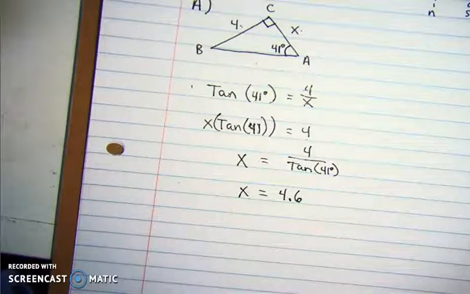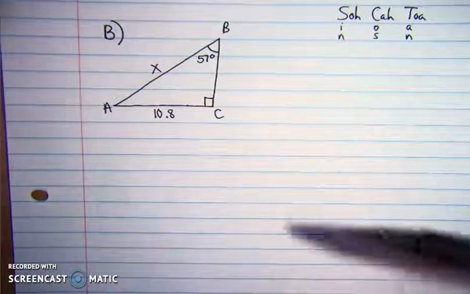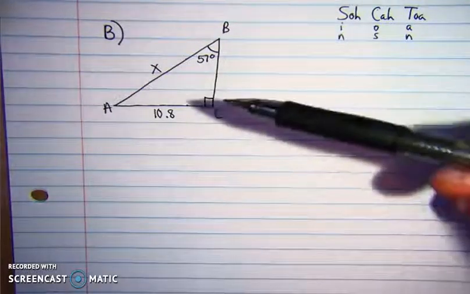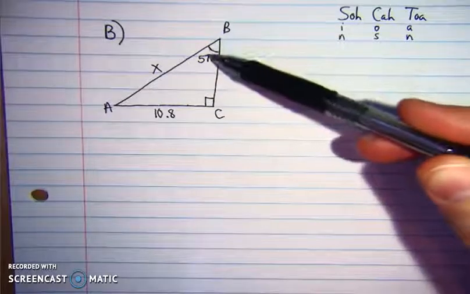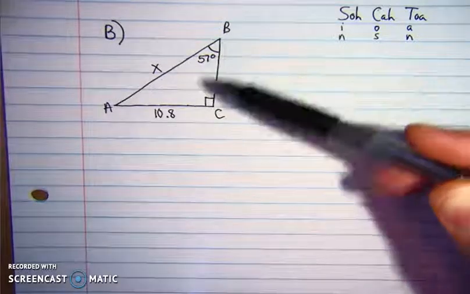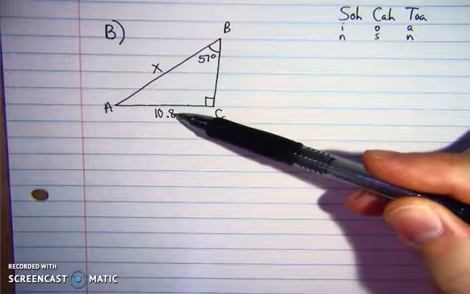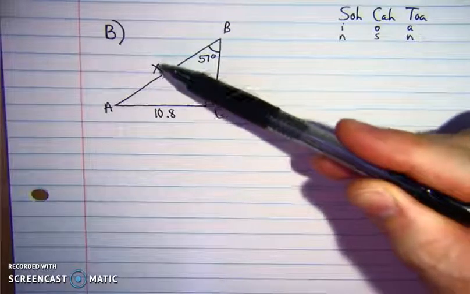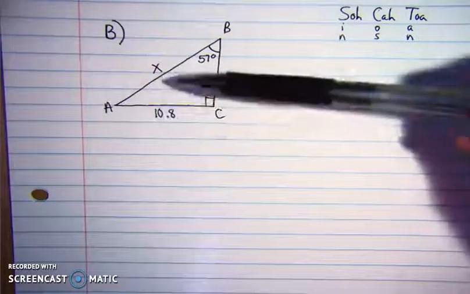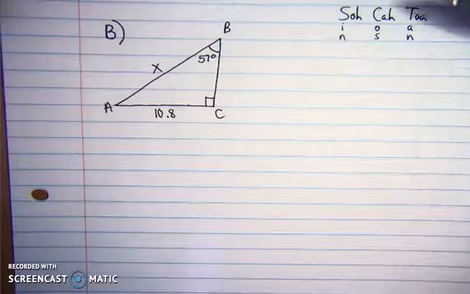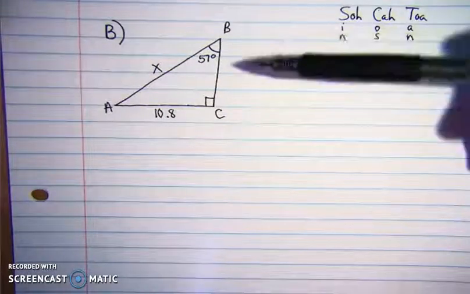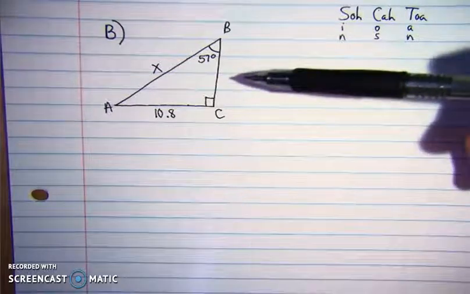Now let's try another example. Alright, and here we have our next example, example B. We have a triangle here. Here's our right angle. This is the angle theta that we're dealing with, 57 degrees. Here's a side that's 10.8, and here's a side that's x. So we're solving for this one right here, and we only have this one and the angle. So we look over here and we say, okay, what do we have here? Which trig function am I going to use?